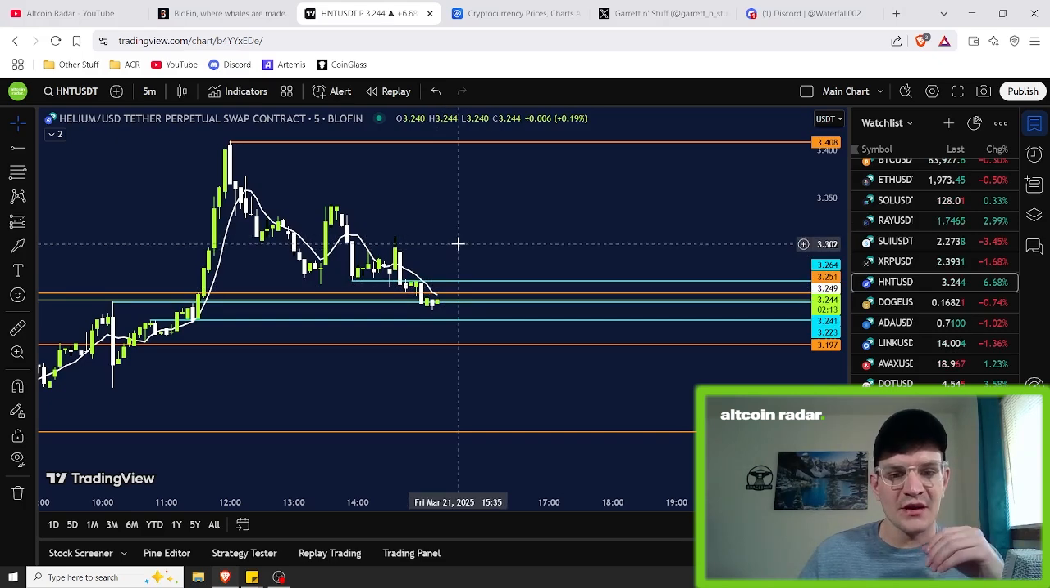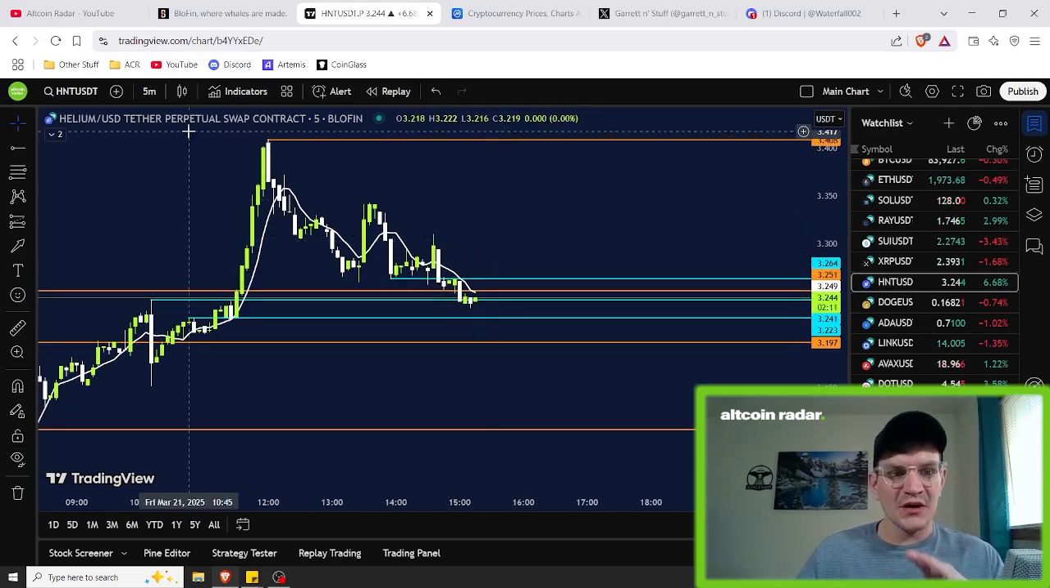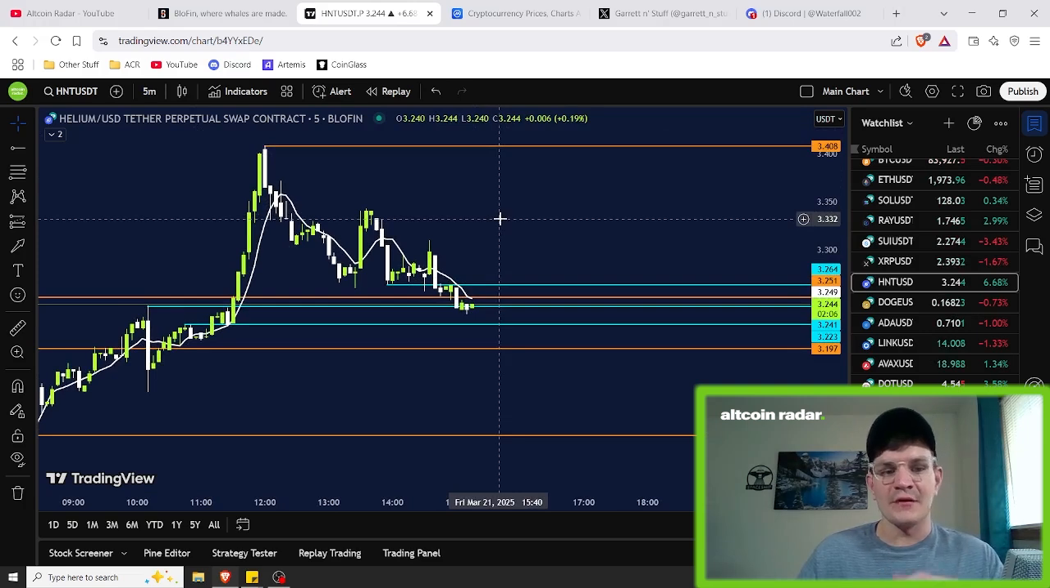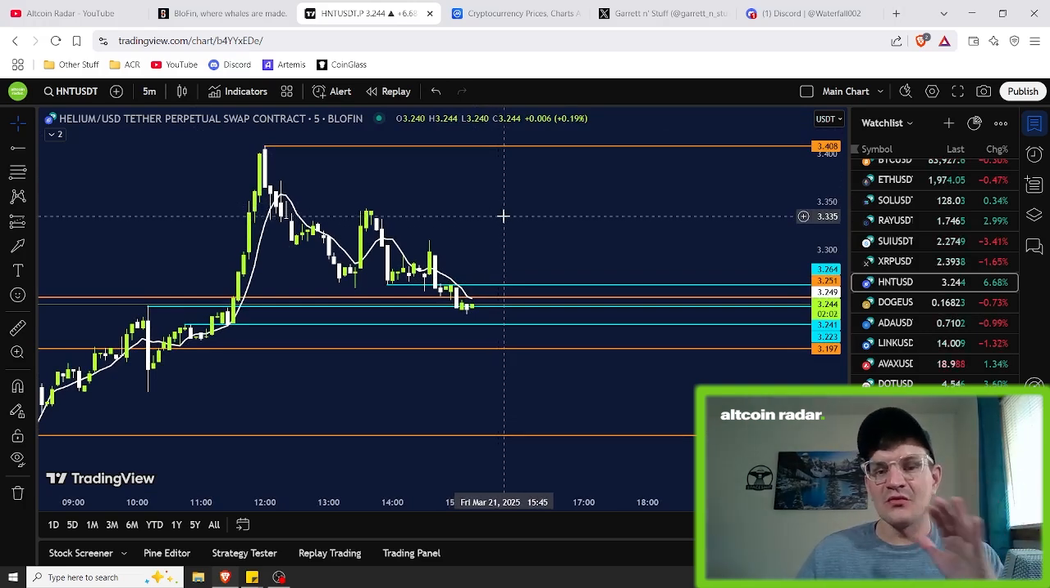Again, when you're scalping the crypto market on these 5-minute charts, the goal is not to win every single trade. No trader ever wins every single trade. The goal isn't to win every trade. The overall goal here is to make sure that your winning trades are a lot larger than your losing trades.